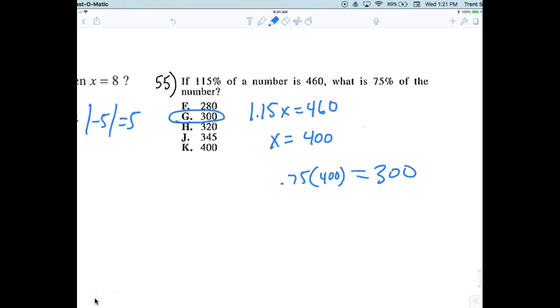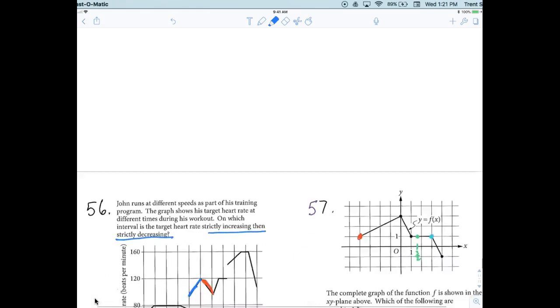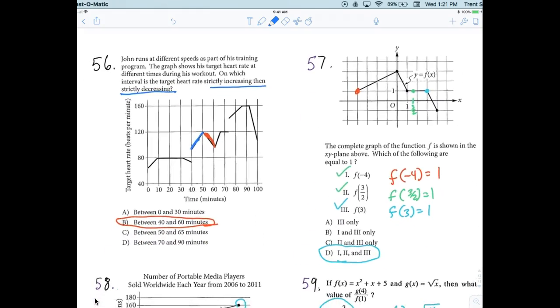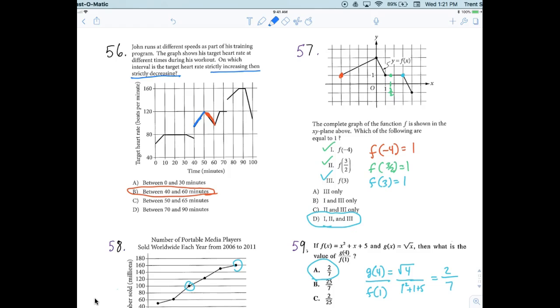All right, any questions with that? All right, let's see what's next. Now 56. Come on now, you got to pay attention on this. I highlighted. I just didn't tell you about increasing and decreasing. I'm just assuming you could look at a graph and say it's going up and it's going what? Down. And strictly increasing and then strictly decreasing goes from 40 to 60. And I even highlighted the blue and the red to show you it's going up and going down that interval. Is everybody okay with that? Again, that's a high school question.